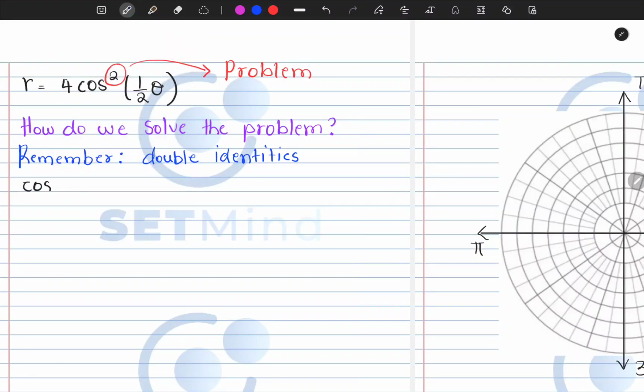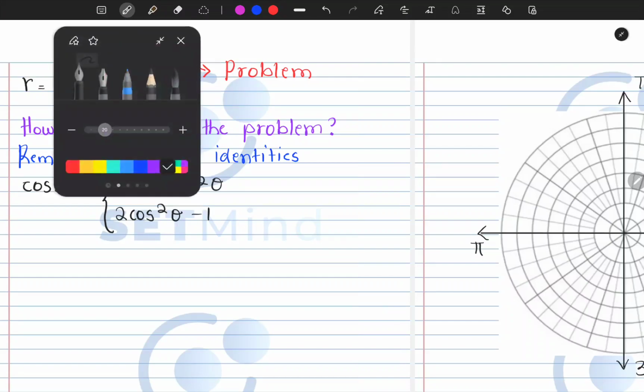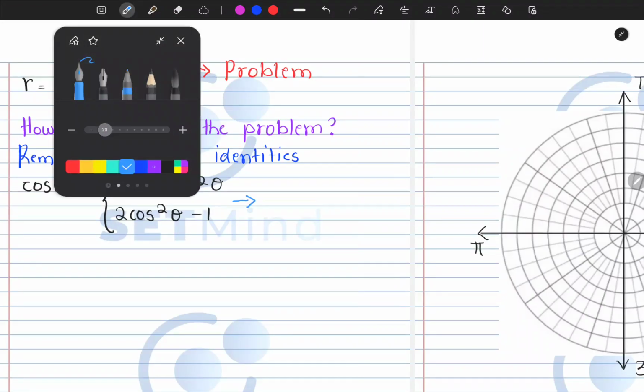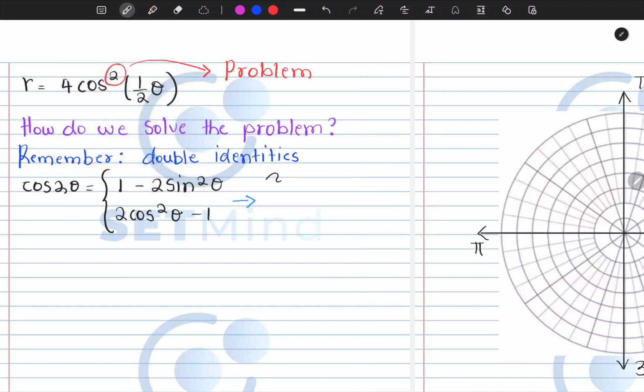So you should have done cos of 2 theta, that this can be equal to one of three forms. This can be written as 1 minus 2 sine squared theta, or it can be written as 2 cos squared theta minus 1, or it can be written as sine squared theta minus cos squared theta. Maybe that one is not so useful. But let's have a look at these two. So what you should be able to see is that from these two, we can actually make sine and cos the subject of the formula.